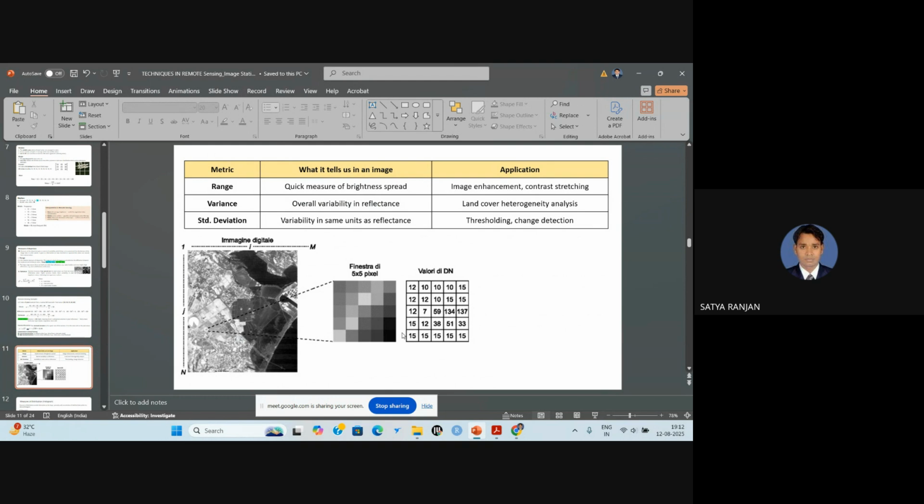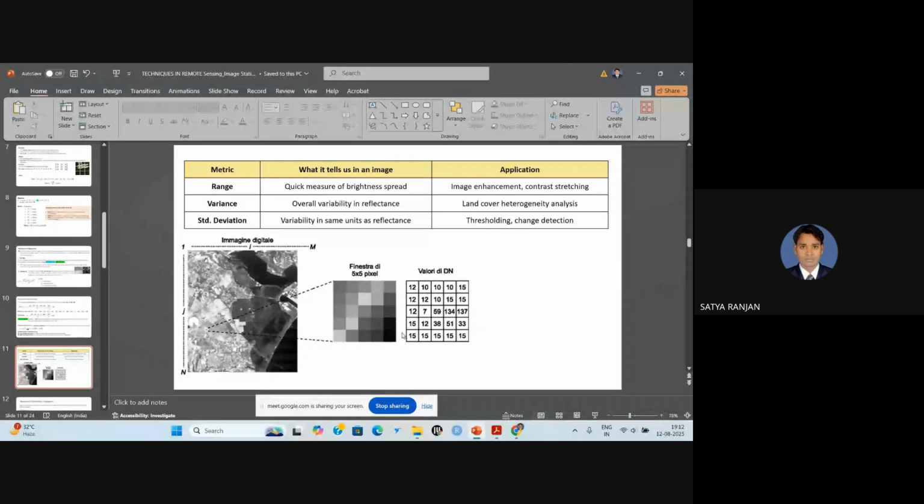So these are some of the differences, that is range, variance, and standard deviation. What do range, variance, and standard deviation tell about the image? Range is a quick measure of brightness spread. It's a simple thing. Then variance is the overall variability in the reflectance of the image. Then standard deviation is the variability in the same unit as reflectance.